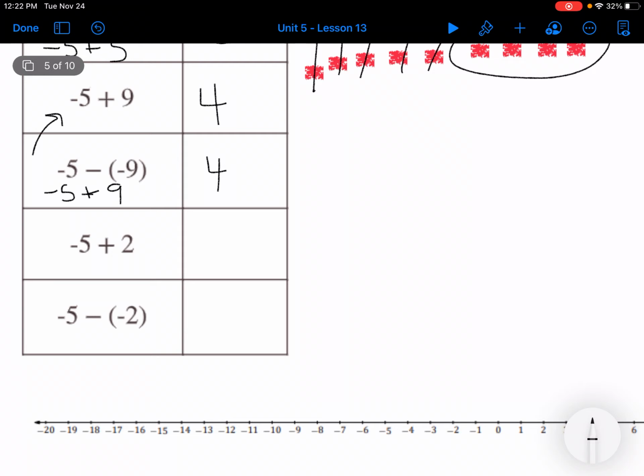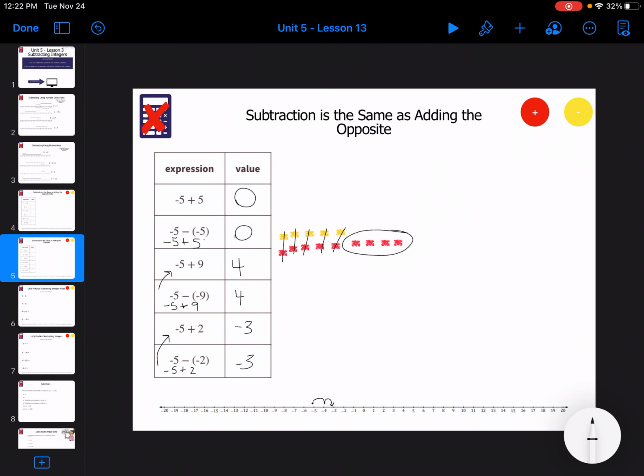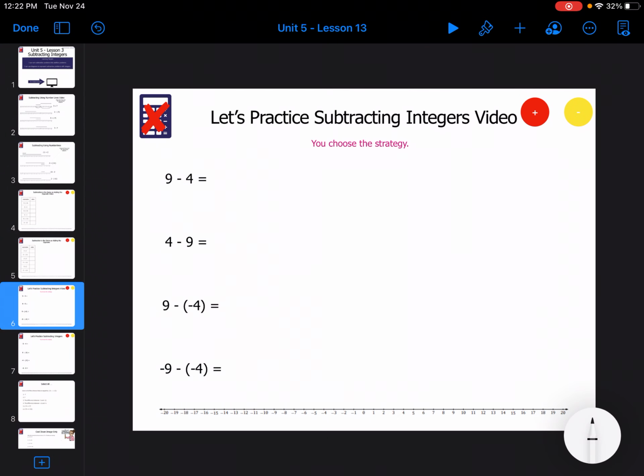Okay, -5 plus 2. So let's start on -5 and we're going to go forward 2. 1, 2. So I end up with -3. So we're going to add the opposite. -5 plus 2. Looks exactly the same. So the answer is going to be -3. Subtraction is just the same as adding the opposite.